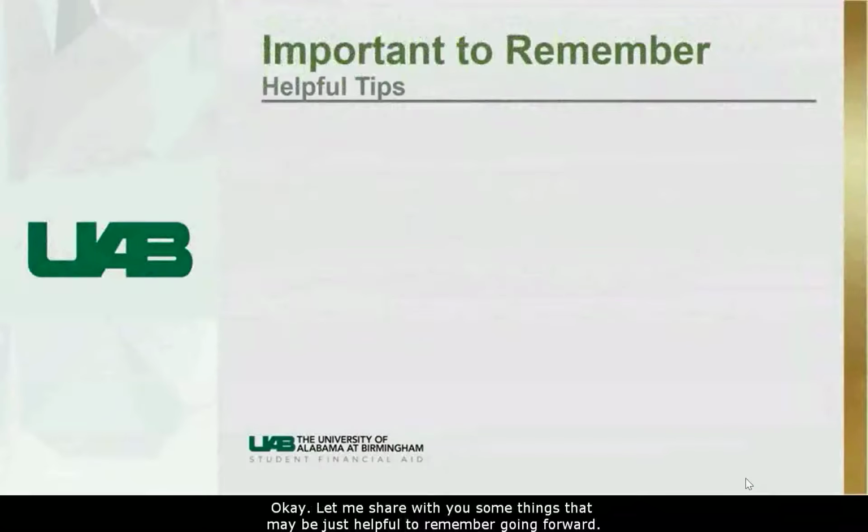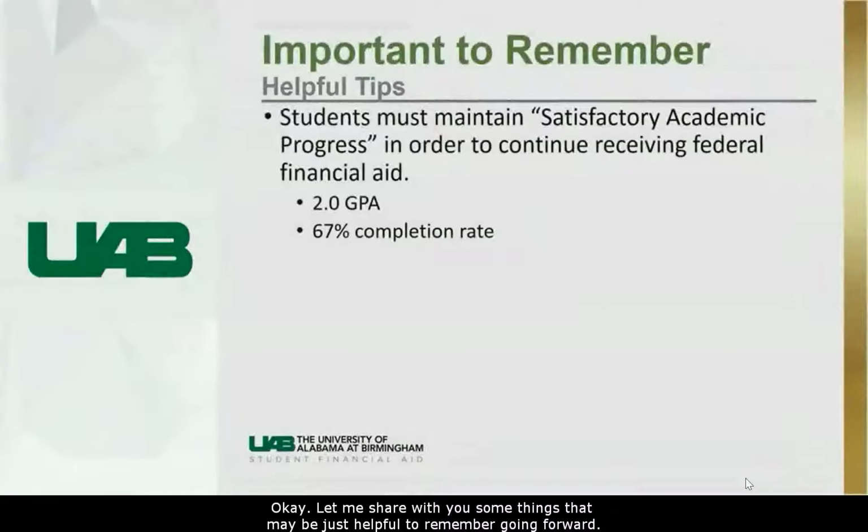Let me share with you some things that may be just helpful to remember going forward. Once a student gets financial aid, they have to do a little work to keep it. Students have to maintain what's called satisfactory academic progress. And what that means is they have to have at least a 2.0 GPA, and they have to complete 67% of the coursework they attempt. That completion rate is affected by things like withdrawing from class after the drop and add period ends, or not passing classes that the student is taking.